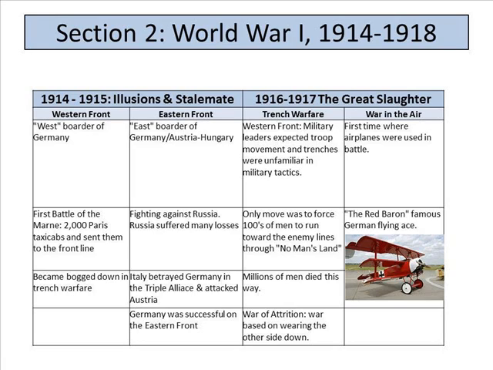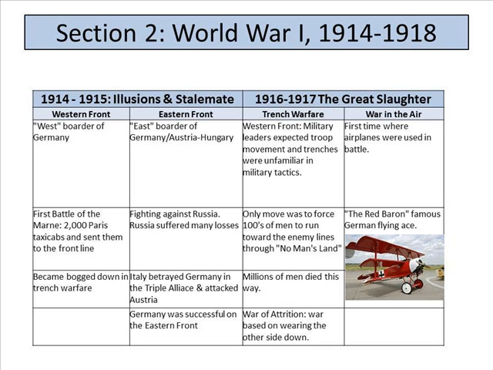The Eastern Front is the east border of Germany and Austria-Hungary. They were fighting against Russia on this side. Russia suffered many losses. Italy betrayed Germany in the Triple Alliance and attacked Austria. Germany was successful on the Eastern Front, mainly because Russia ends up pulling out of the war because too many people are dying, and so there wasn't really anybody to fight on this front.